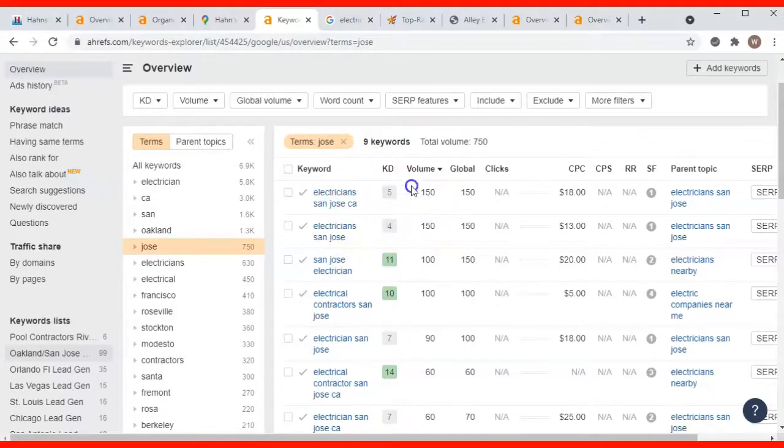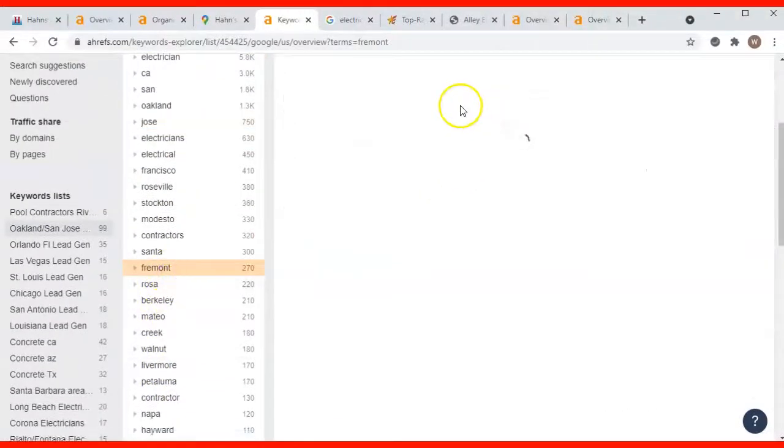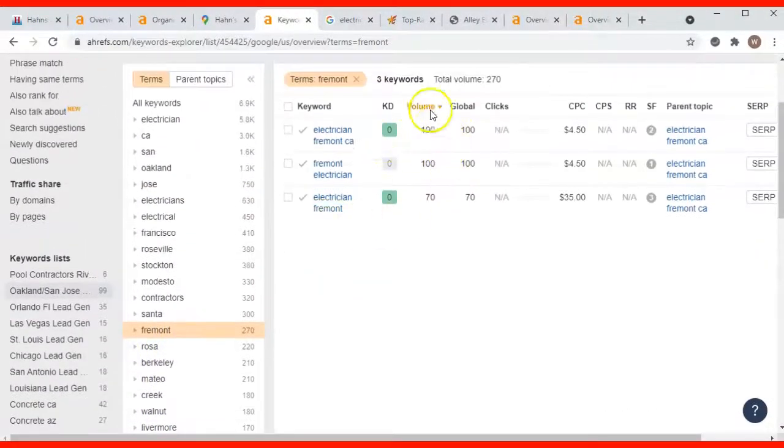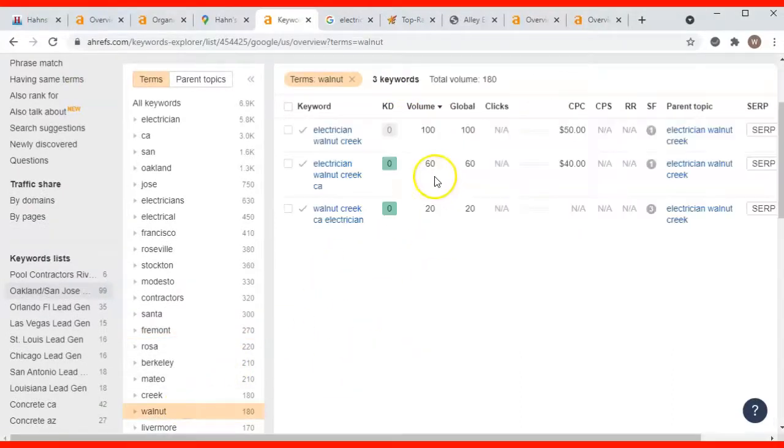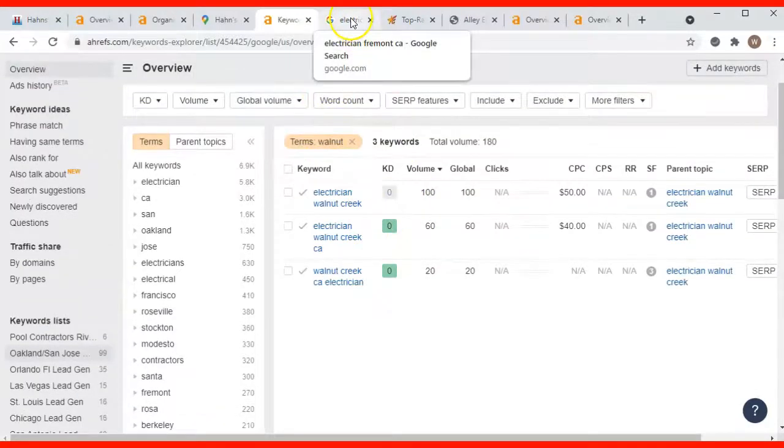So I would definitely go after those, but I would really focus more along the lines of some of these easier things. If I went to Fremont, for instance, there's 270 searches and KD of 0. Same thing with Walnut Creek. There's 180 searches, KD of 0. So it'd be a little bit easier to rank for that.